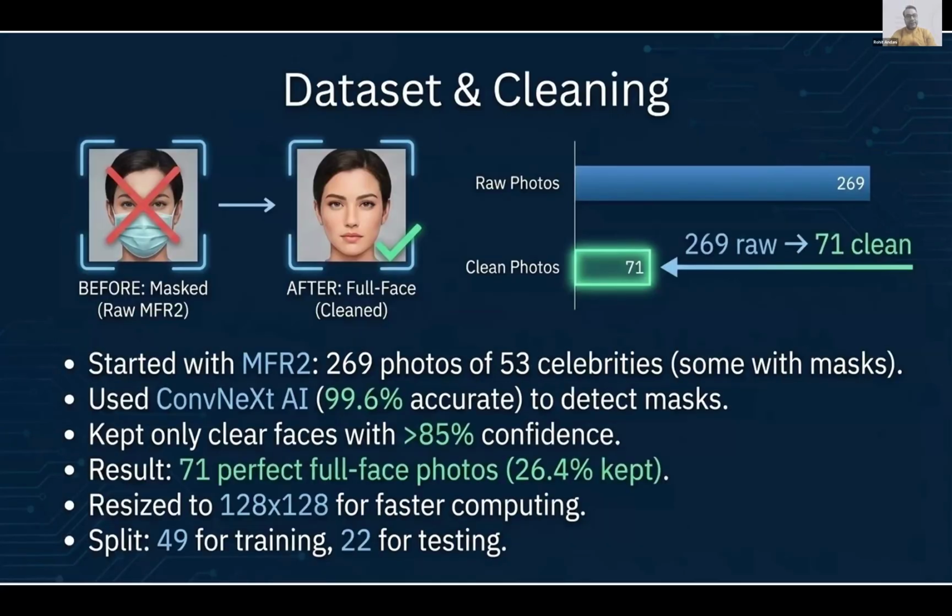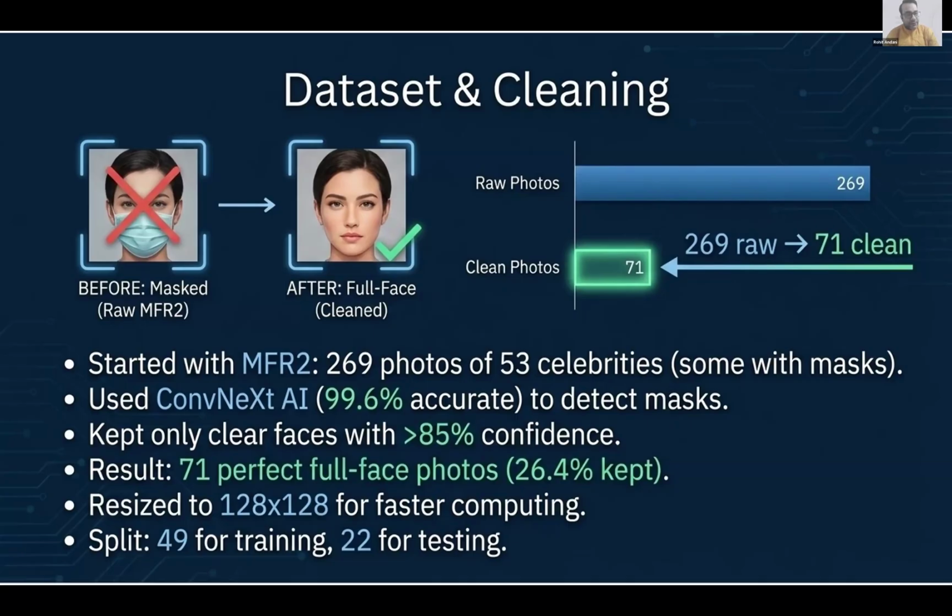So let's start with the data set and the cleaning. As I explained earlier, there were around 269 raw images. Out of that, we used ConvNeXt AI, which cleaned the data, removed the fuzz and any noise, and gave us clean pictures with the right dimensions. The confidence score of the model was 85%, which means there were still a few pictures with some noise on them, but that was enough for our next model to process the data and find the perfect match.